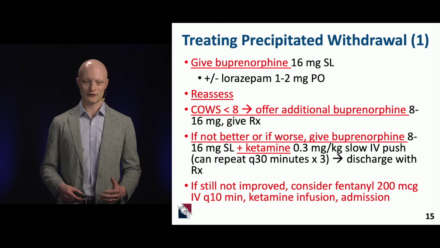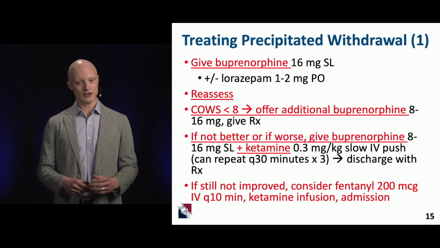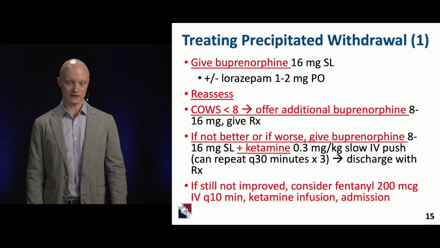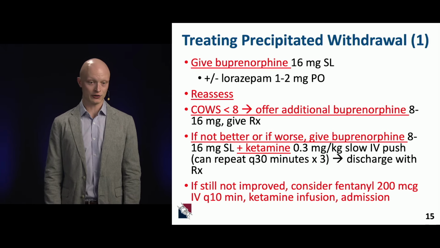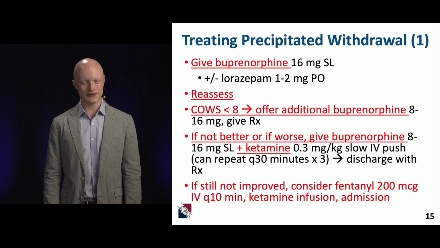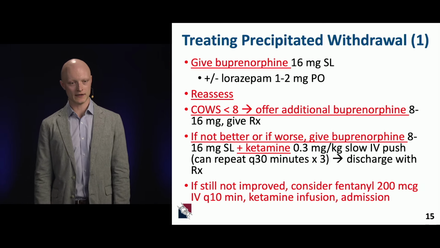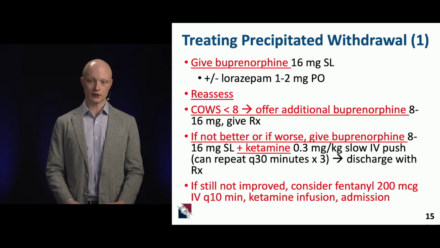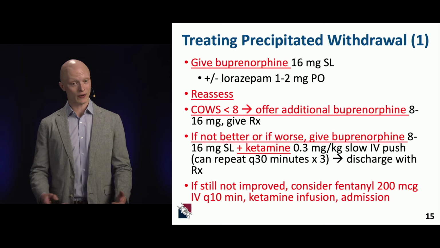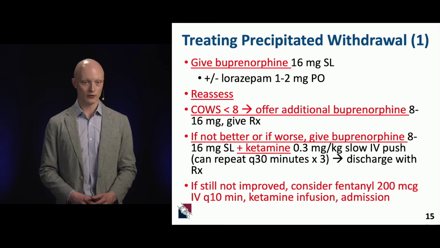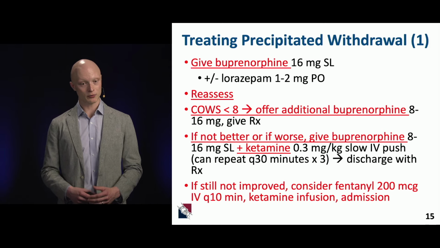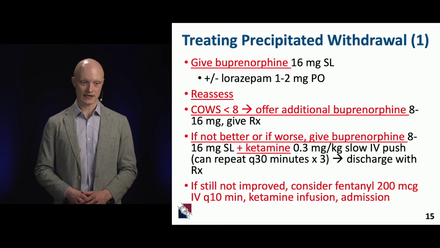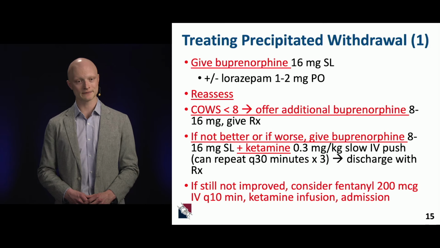But at this point, if they're not improved, we kind of need to treat them more aggressively. You can consider fentanyl, which is a full opioid agonist, and then you can also, again, consider ketamine. But at this point, they should probably be admitted. If you're in a primary care setting where more aggressive medications are not available and they're not improving with additional doses of buprenorphine, they should probably be sent to an acute care setting so they can receive a higher level of care.